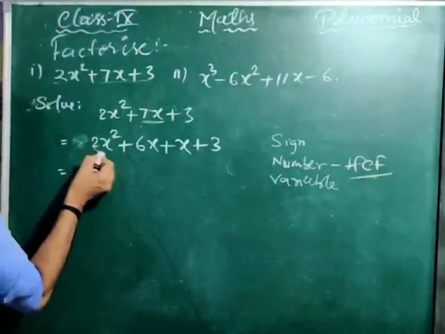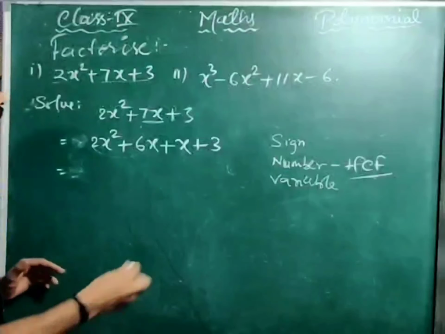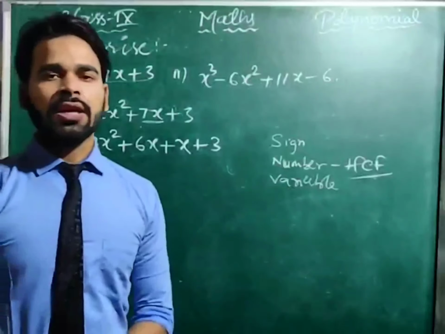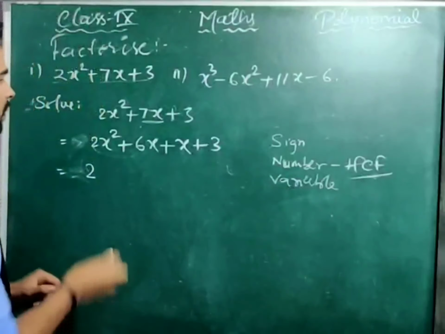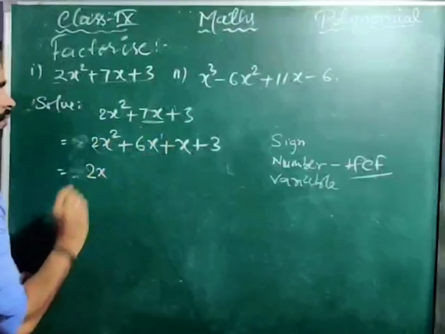So what is the HCF of 2 and 6? The highest common factor of 2 and 6 is 2, so here we will write 2. Now the variable. In the variable we will take the least power. Least power means here x power 2, here x power 1. So we will take x power 1.